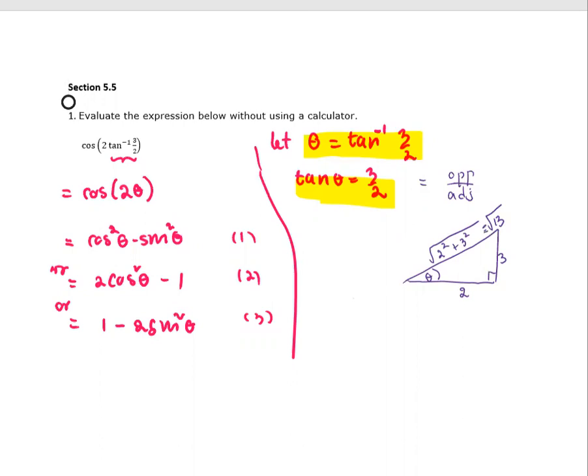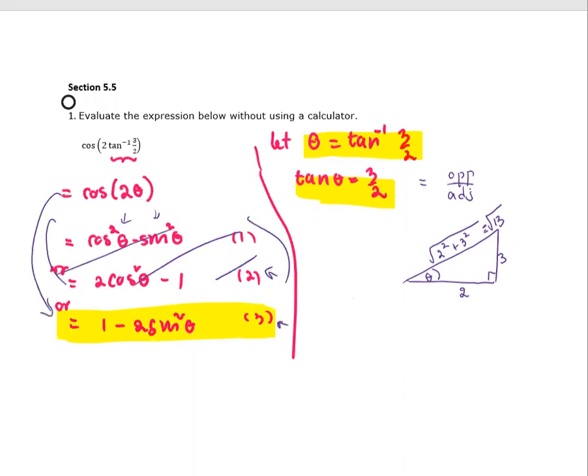We need either cosine by itself from the second formula, or the sine by itself, or the combination of sine and cosine. So I'm going to use the formula that uses only one trig function. So let's use the last one here, and we're going to ignore the other two. So then the cosine double angle by 1 minus 2 times sine squared theta, I will need the value to represent the sine of an angle theta.